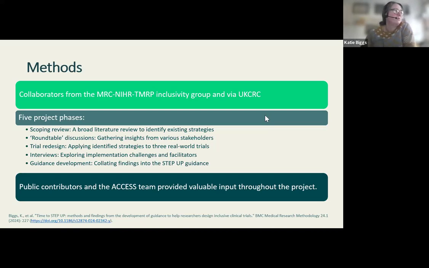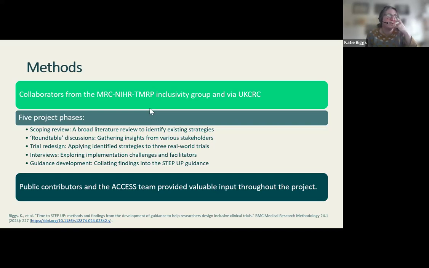We looked at their protocols and their PICO and came up with elements that we could do based on the strategies that had been identified. And then that led to a number of recommendations that we'll go through. Then we did some interviews to further explore the implementation challenges around those recommendations. After that, we did the guidance development and collated all the findings into the STEPUP guidance.